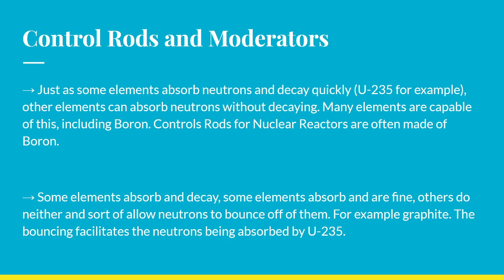So control rods are built for nuclear reactors where when you want the reaction to slow down, you just dip a long control rod made of boron into the fuel, and it will soak up or absorb a lot of the neutrons, slowing down the reaction, not letting it get out of hand. So for this reason, control rods are usually sometimes made of boron for nuclear reactors.